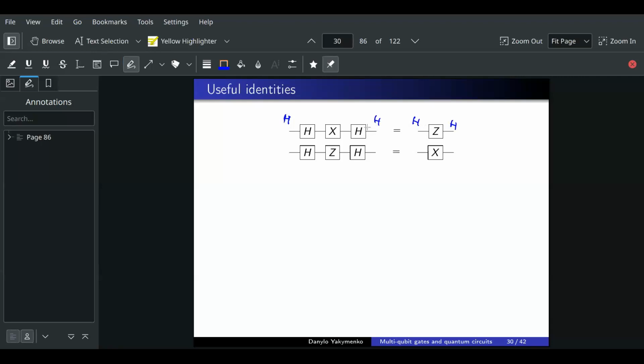But H squared is identity. So these two operations annihilate, and these two operations also annihilate. And so what is left here is that HZH equals X, just this identity. So we can actually transform identities to other identities.